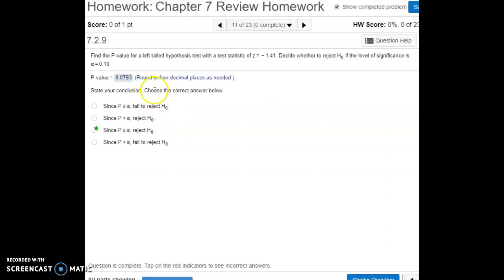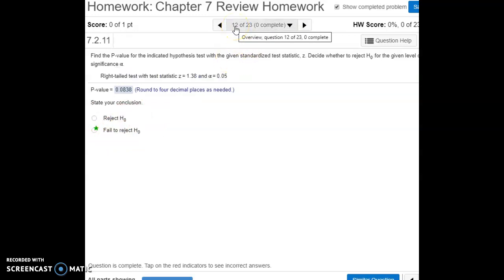With every hypothesis test, we compare the p-value, the probability value, to our significance level alpha, and if it is less than alpha, we will reject the null hypothesis. In this case, since our alpha is 0.10, our p-value is less than that, so we will reject the null hypothesis.